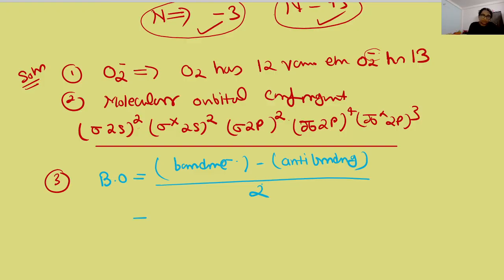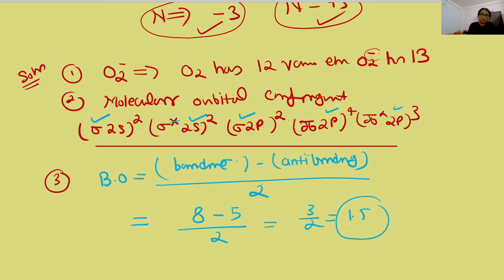Now put in the values. The total number of bonding electrons: 2 and 2 is 4, and 4 is 8. The total number of bonding electrons is 8. Now count the antibonding electrons. The star orbitals are the antibonding electrons: 2 and 3. The total number of antibonding electrons is 5, divided by 2. 8 minus 5 is 3, and 3 by 2 is equal to 1.5. The bond order is 1.5. The superoxide bond order is 1.5, and 1.5 is a fractional value.